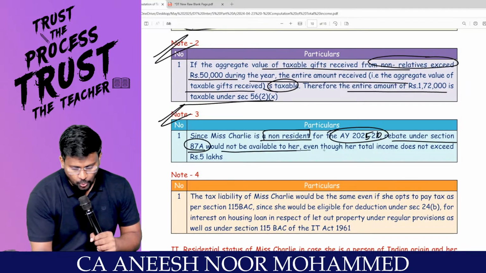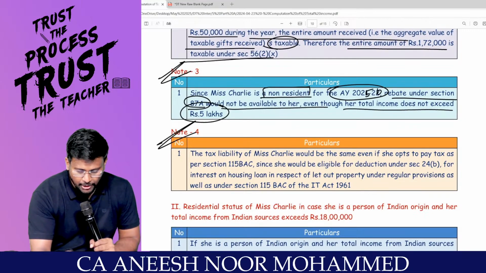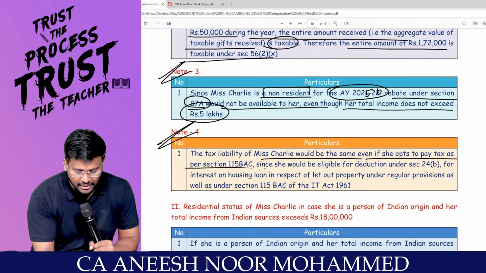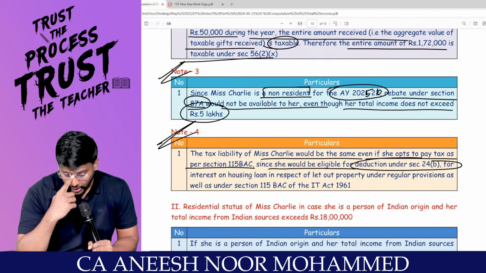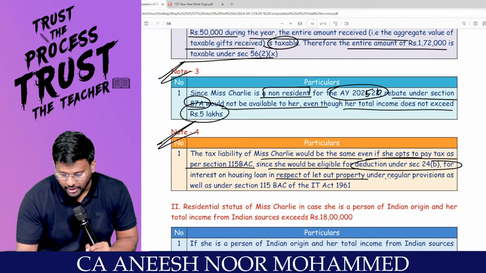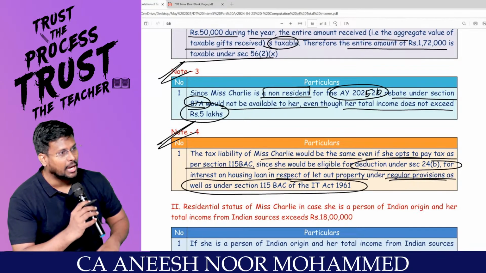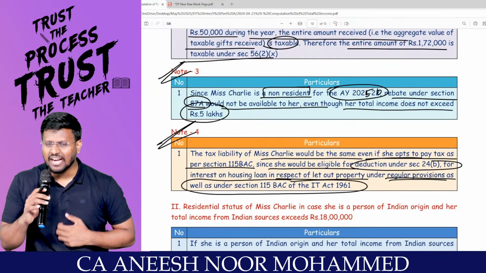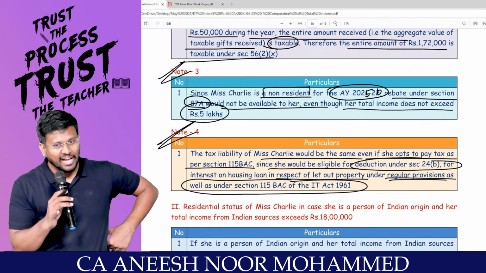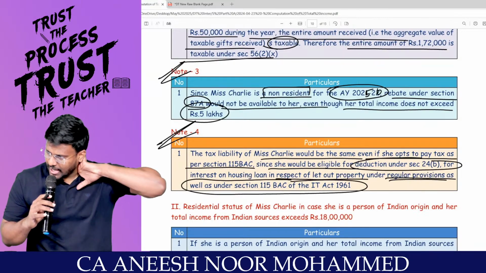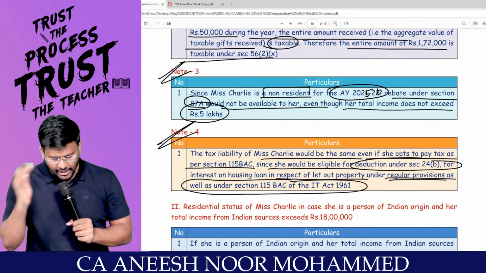rebate under 87A would not be available to her even though her total income does not exceed how many lakh? The tax liability of Miss Charlie would be the same even if she opted to pay tax as per 115BAC, since she would be eligible for deduction under 24B for interest on housing loan in respect of a let-out property, under the regular provision as well as the default provision. Because under the default tax regime, only self-occupied property loss cannot be claimed, let-out property loss can. Correct? That means even if she goes through the default tax regime, she is entitled to claim deduction under 24B.